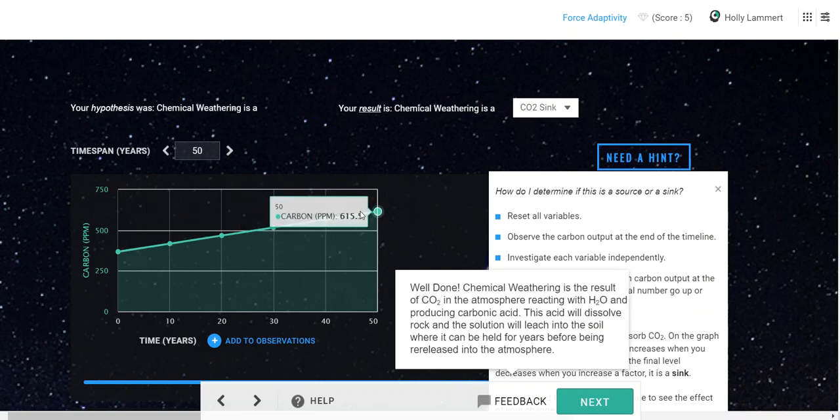Okay, and then we just did that chemical weathering. So it says it's a sink. Chemical weathering is the result of CO2 in the atmosphere reacting with H2O and producing carbonic acid. This acid will dissolve rock, and the solution will leach into the soil, where it can be held for years before being re-released into the atmosphere. Oh, okay. So that makes sense. So that CO2 is now held in the rock, even after it reacted with water, produced carbonic acid. So that is a sink for CO2.